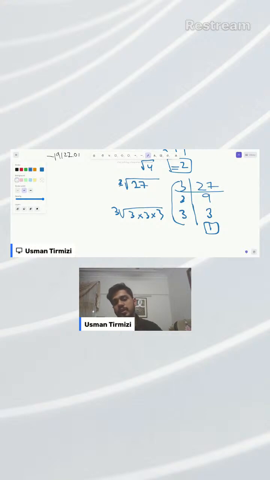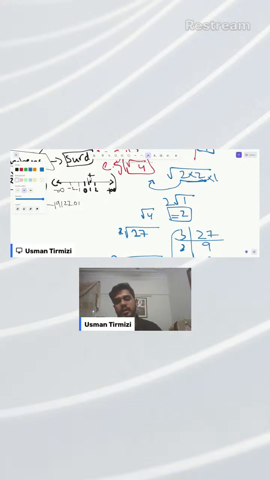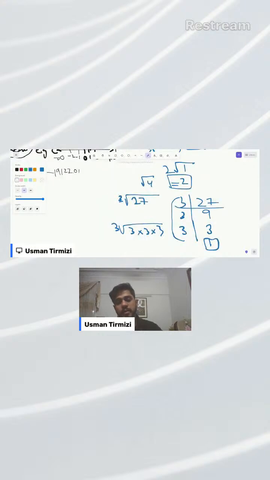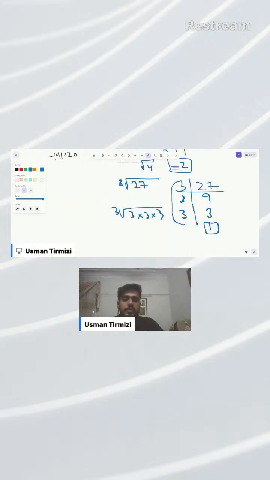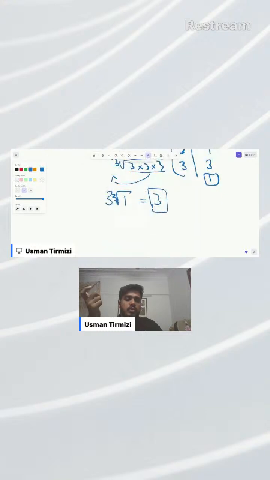Okay, so if there's no number written over here, it means that it's 2. If there's a number written over here, it means that we have to form groups of that many numbers, right? It was 2 over here, so we found pairs of two numbers. And if 3 is written over here, then we find groups of 3 numbers. So this is a group of 3 numbers. We take this out, we are left with cube root of 1, and hence the final answer would be 3. So this means that cube root of 27 is equivalent to 3.